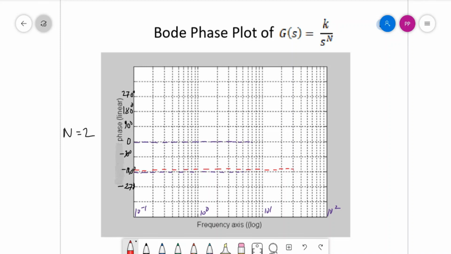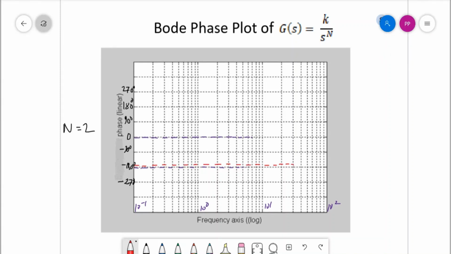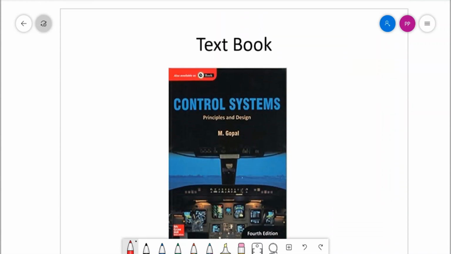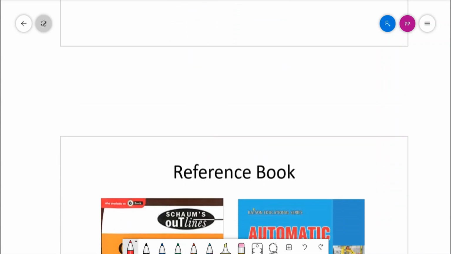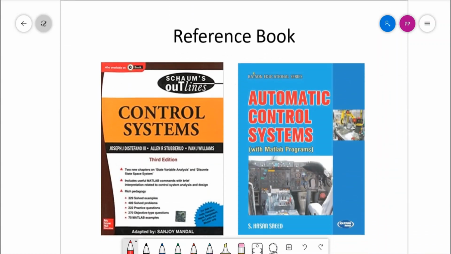So this much is for today, and in the next lecture we shall discuss an example which will consider different types of factors, that is a type 0 transfer function, an integrator, as well as a second order system, and how we can plot the Bode plot for them together. The textbook is the same, by Professor M. Gopal, and the reference books can be referred to if you want to explore more examples.